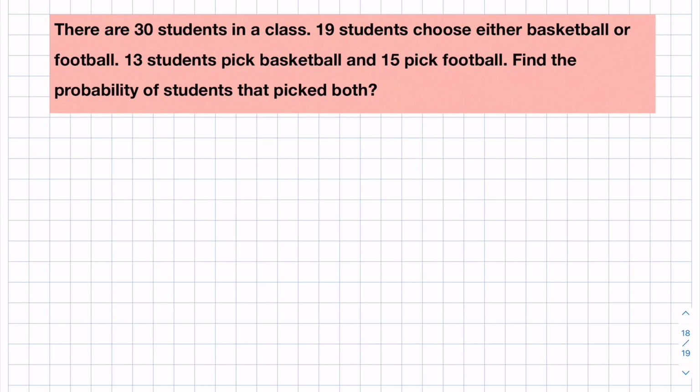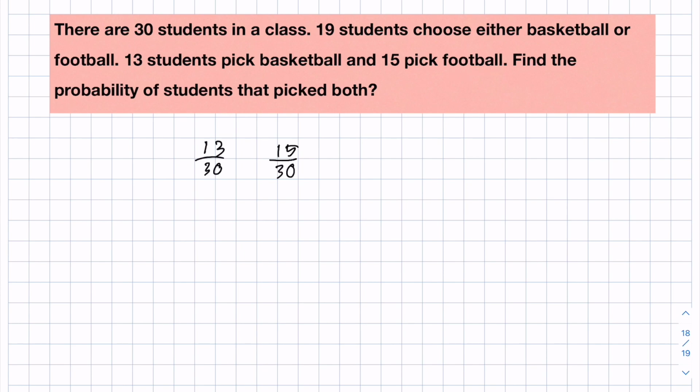We can clearly see this is compound probability because we have two events, probability of playing basketball or probability of playing football. So I'm going to quickly find the probability of those. So it's 13 out of 30 for basketball and 15 out of 30 for football. I'm not going to simplify this because it's easier to solve using this form. And this is clearly overlapping because the question asks, find the probability of students that pick both. So there are students that pick both basketball and football.